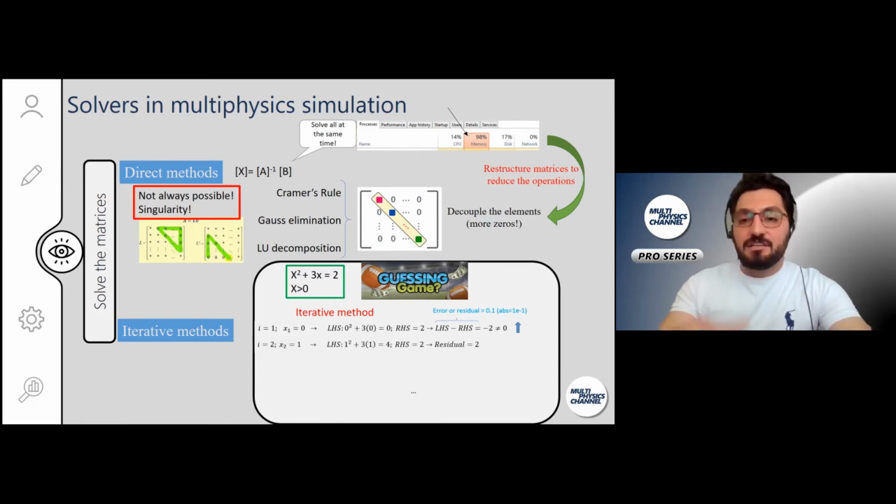If I put 1, the residual would be 2. Again, it's not less than 0.1. I have to continue because it's a positive value. So the next guess should be something less than 1, so something between 0 and 1.